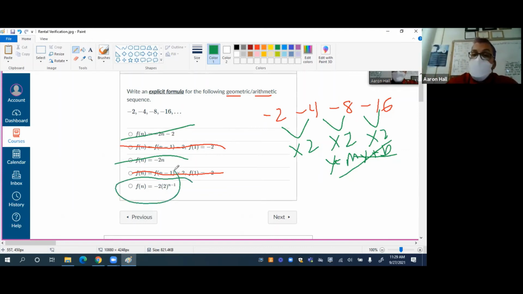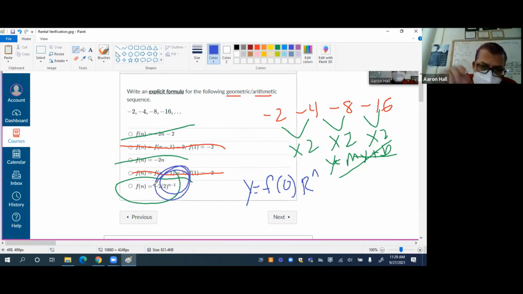Or let's use our equation. What's the explicit equation for geometric? It's f of 0 times our common ratio to the power of n. Now it says here n minus 1, which means we're going to use our shortcut. What's the shortcut?